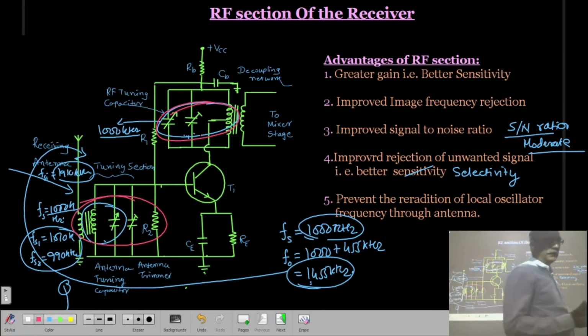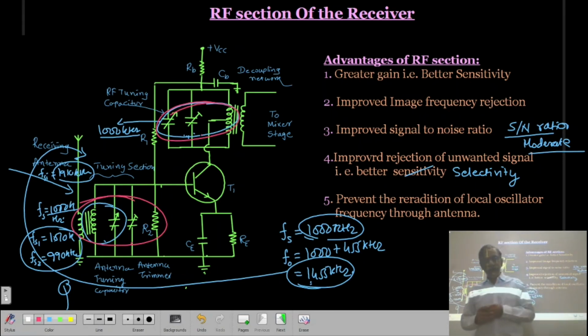So in this way, if any other kind of strong radiation is present, then it will be prevented by the RF amplifier of the receiver. Correct? So we have this kind of advantage of using the RF amplifier in the receiver. In the next lecture, we will discuss the mixer stage of the radio receiver.